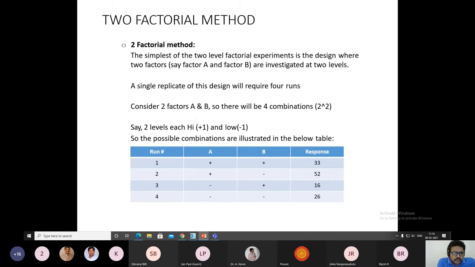So consider 2 factors, say A and B. There will be 4 combinations, 2 by 2, so 2 to the power of 2. If you don't require a medium level in your experiments, and only require a high level and low level, you can see the runs here. So the possible combinations are: you can conduct experiments on two factors and two levels, high and high, and note the response. And you can conduct with high and low, low and high, low and low, and record the response according to the two-level factorial method, right?